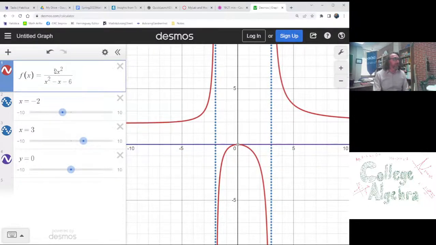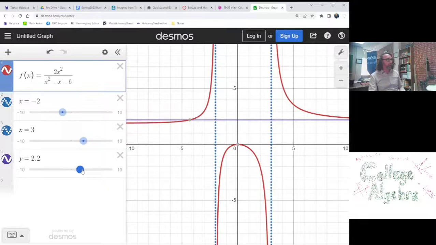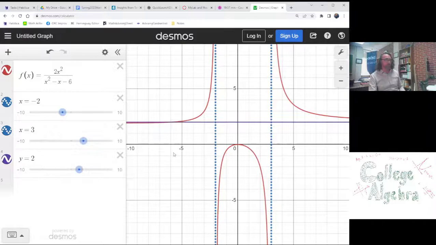Okay, so we put x squared up top. Notice the graph is no longer flattening out towards y equals 0. So I have 2x squared over x squared minus x minus 6. Notice I still have vertical asymptotes in the same place, because the vertical asymptotes come from values of x that make the denominator 0. I changed up the numerator so that these two guys have the same degree. And we see it's no longer a horizontal asymptote at y equals 0. This guy is having a horizontal asymptote at y equals 2.